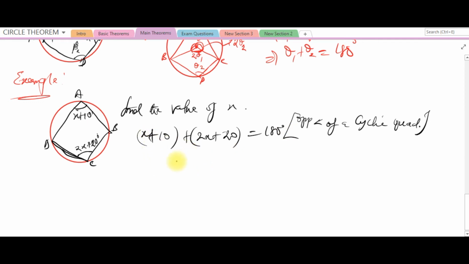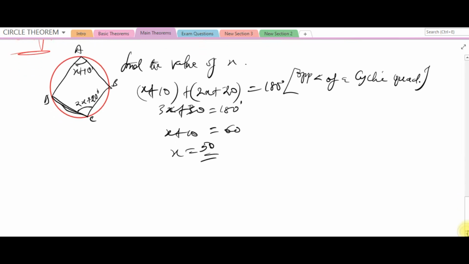So we add x plus 2x, which is 3x. So 3x plus 10 plus 20, which is 30, equals 180. As you can see, 3 is common, so we can divide each by 3. So finally, x is 60 minus 10, which is 50. So x must be 50. So that is a quick example to illustrate that.